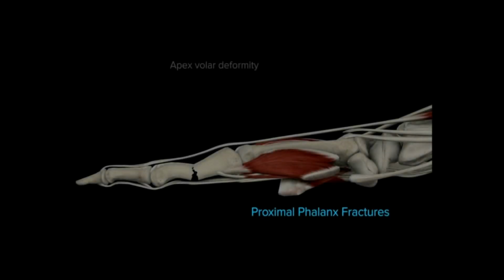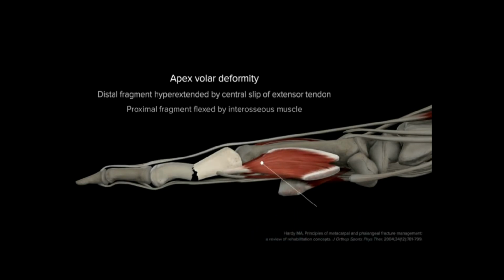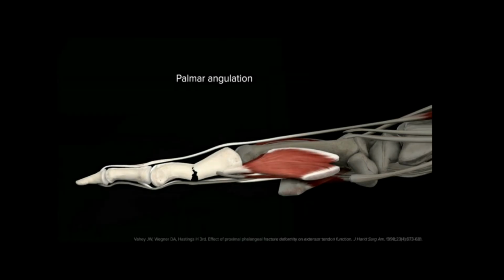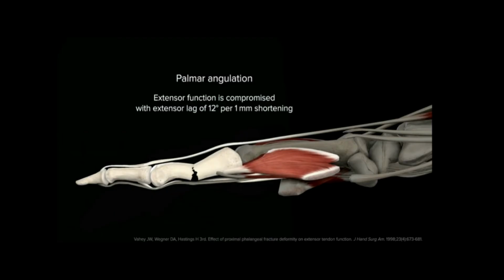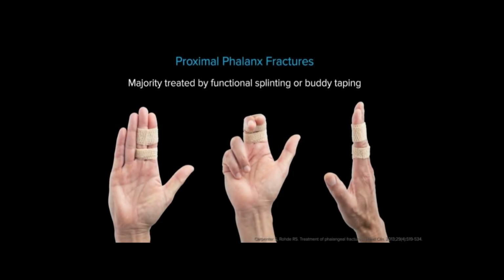Proximal phalanx fractures present with an apex volar deformity. The proximal fragment is flexed by the interosseous muscle, and the distal fragment is hyperextended by the central slip of the extensor tendon. With palmar angulation, the extensor function will be compromised with an extensor lag of 12 degrees per 1 millimeter shortening. There will be functional deficit and a cosmetic deformity with greater than 25 degrees of angulation. The majority are treated by functional splinting or buddy taping.